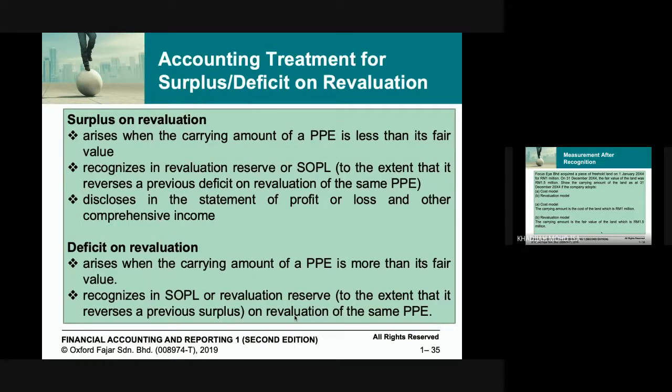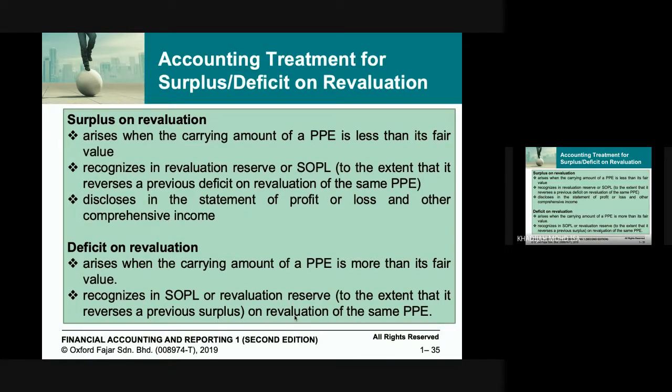So when you have that, PPE is less than its fair value, then you have to do a surplus on revaluation. All right, recognized in revaluation reserve or SOPL, and then disclosed in the statement of profit and loss and other comprehensive income. So you have to show the differences in your SOPL.